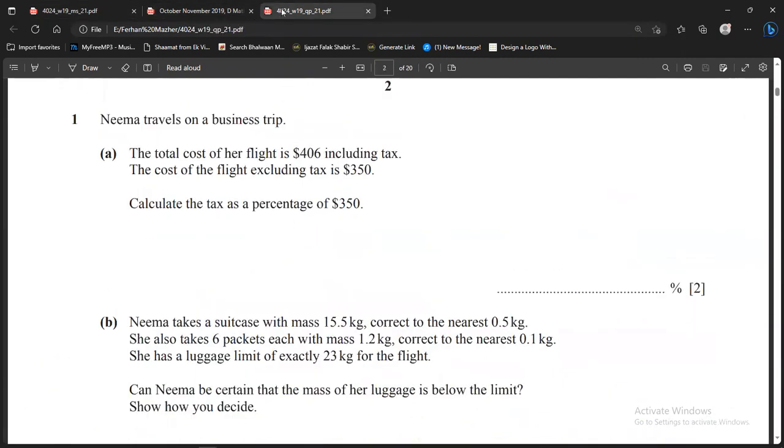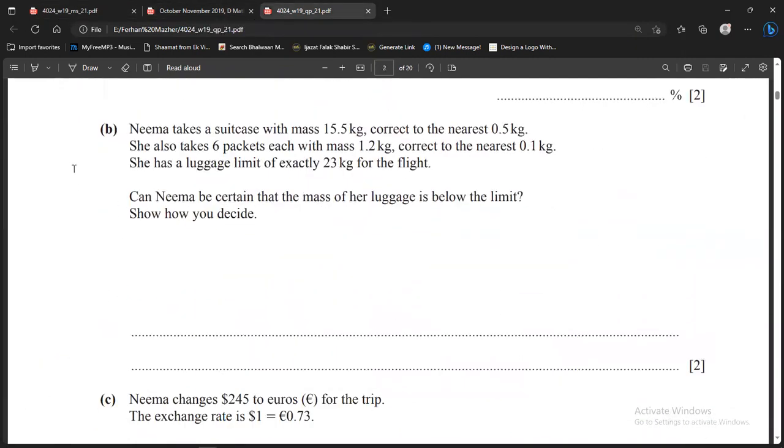This is the solution. Question number 1 is B part. It says, Nima takes a suitcase with mass 15.5 kg, correct to the nearest 0.5 kg. So divide 0.5 kg by 2, you will get 0.25 kg. Add 0.25 kg to the 15.5 kg, you will get the upper bound of the mass of the suitcase. If you subtract 0.25 kg from 15.5 kg, you will get the lower bound of the mass of the suitcase.